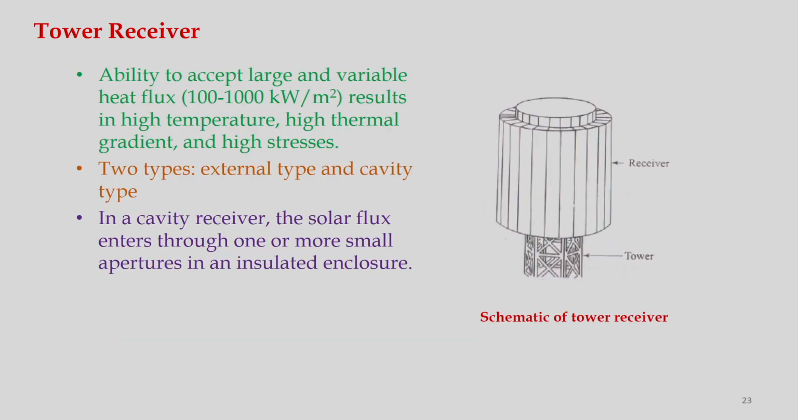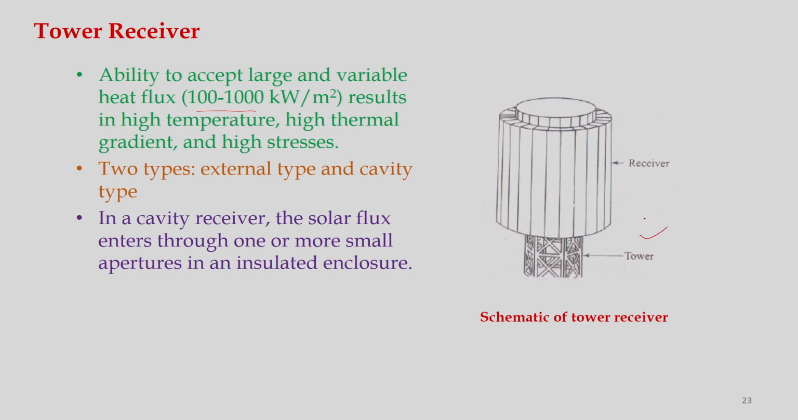So, if we talk about the receiver, which is a very important component of a central power receiver system, it has the ability to accept large variable heat flux. Okay. So, it must have the ability to accept heat flux in the range of 100 to 1000 kilowatt per meter square, which results in high temperature, high thermal gradient, and high stresses. Okay. You can see the receiver systems.